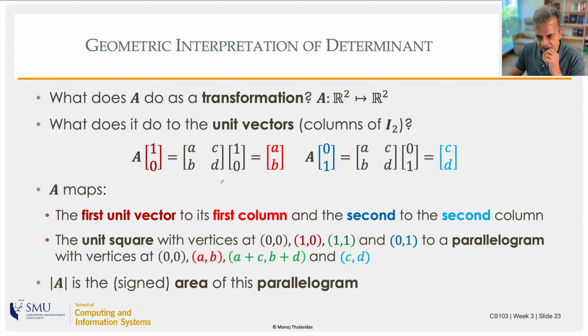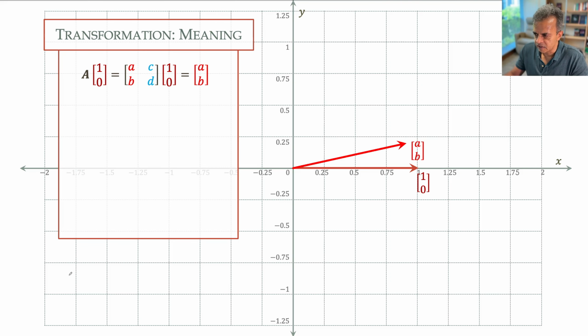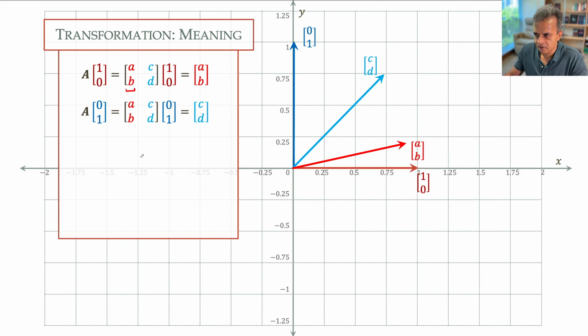And after having done this, I can look at this and I can see that this is a parallelogram. And determinant of A is the signed area of this parallelogram. What does the sign mean? We'll come to that in a second, but for now let's ignore the sign and just say that it's the area of the parallelogram. So if you take the first unit vector, that gets transformed to the first column of A, and the second unit vector goes to the second column of A, and those are the ones that I have in brighter red or brighter blue.